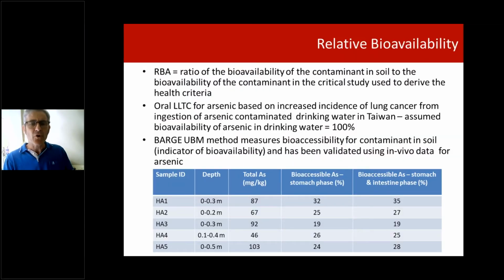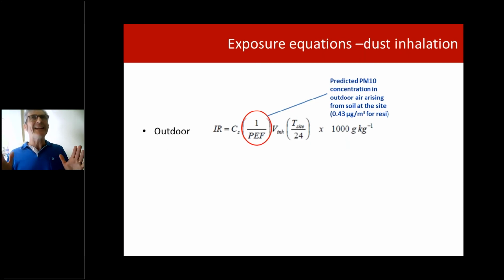Okay, what about chromium? So chromium, we said the main exposure pathway was dust, and that's generally because chromium has got such a low health-based guidance value for inhalation compared to oral, so the dust becomes important. There's 2 parts of dust. There's outdoor dust inhalation and indoor dust inhalation.